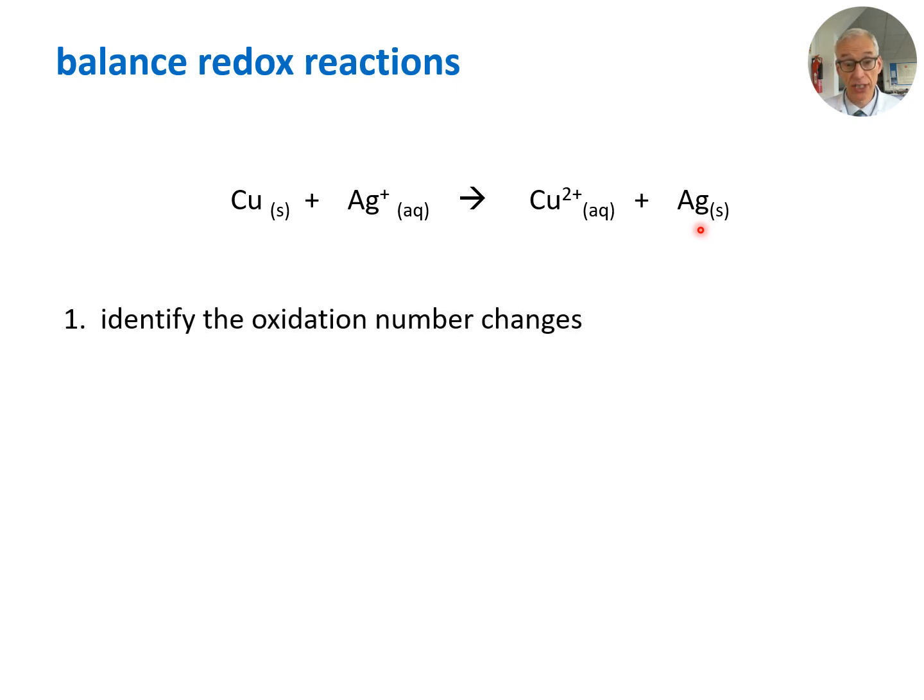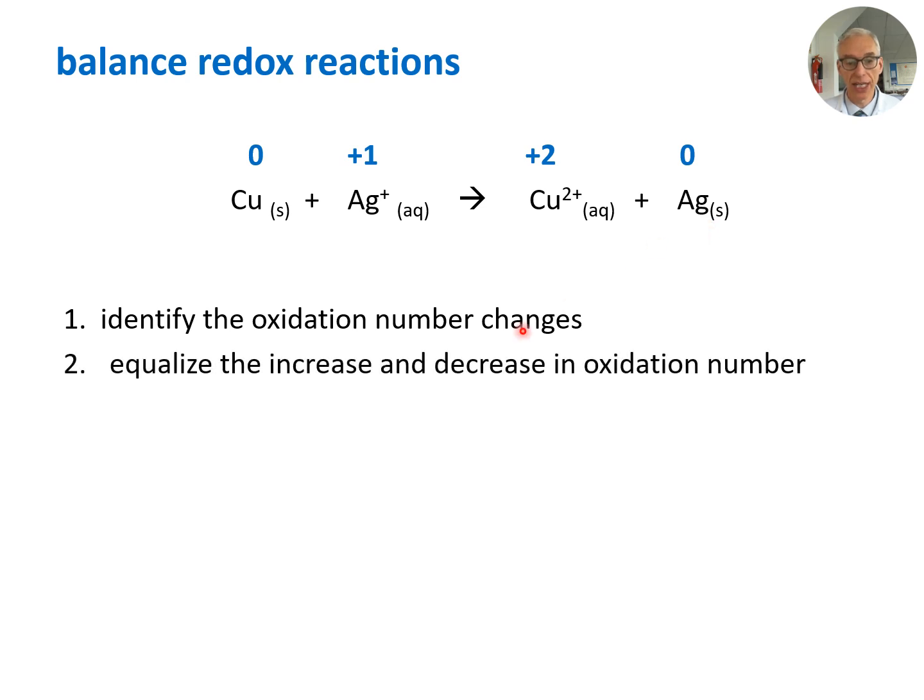So the first thing is to identify the oxidation number changes themselves. So copper, being an element, is at 0. Silver, +1 ion, so it's +1. Copper 2+ is at +2, and silver as an element is 0. We then need to equalize the increase and decrease in oxidation number.